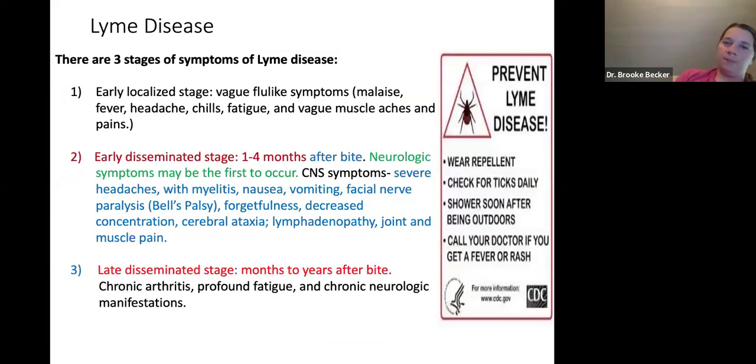Here's your early localized, so all of your symptoms that you'll notice with Lyme. The biggest thing in teaching for Lyme is to make sure that these kids are not getting bit by ticks, so using tick repellents, showering after being outdoors, checking themselves for ticks, and then seeing a doctor right away if you go outside often and you notice fever and rash.